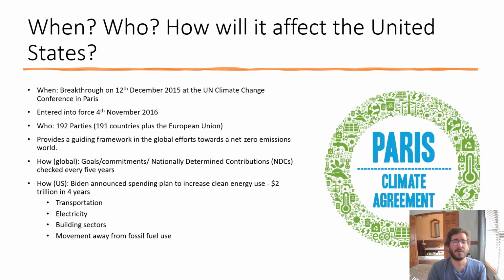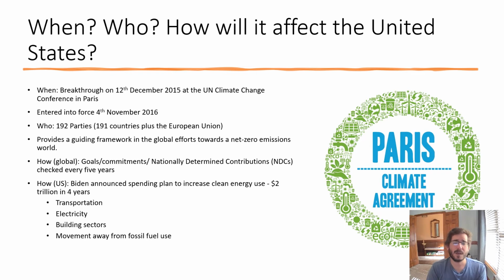Now for the when, the who, and how it's going to affect us. The Paris Agreement encompassed 192 parties, at least as labeled by their site. This includes 191 countries and the European Union. It occurred with a breakthrough on the 12th of December in 2015 at the United Nations Climate Change Conference in Paris, and was formally enacted and entered into force as a legally binding international treaty on the 4th of November in 2016. It provides a guiding framework upon which to build global efforts toward a net zero emissions world, with nationally determined contributions, goals, and commitments being checked every 5 years.